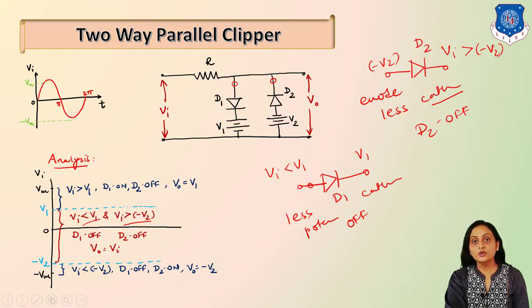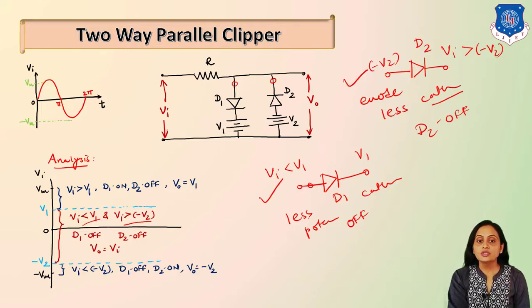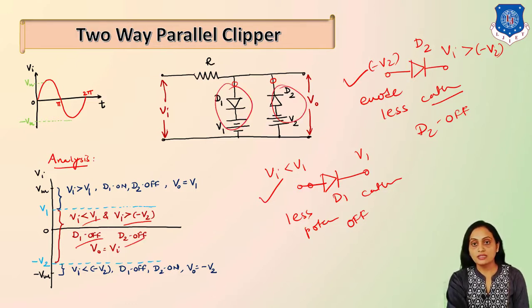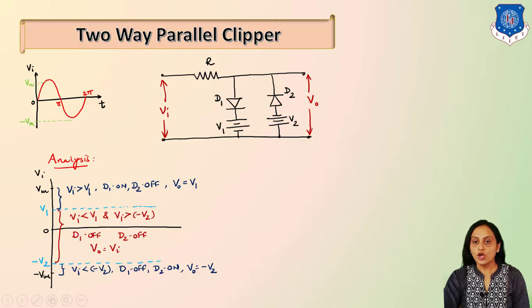For a diode to be in forward bias, the potential at the anode should be greater than the potential at the cathode. That is why both are off, and due to that we can say these two paths will act as an open circuit, and that's why the output is directly connected to the input. This is how you can do the analysis for the two-way clipper. Now we will plot the equivalent circuit for all these three cases in detail.